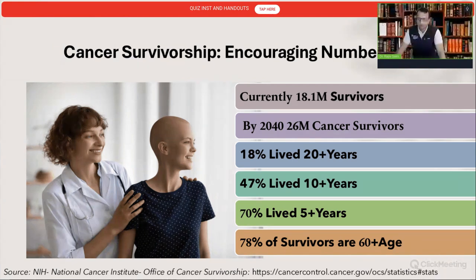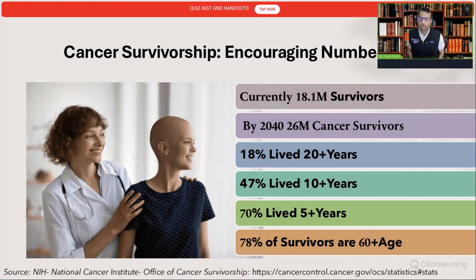Now, this is indeed a very promising number. Currently in the US, there are 18.1 million cancer survivors. By 2040, the number will increase to 26 million. Out of that, 18% of those people live 20 plus years, 47% lived 10 plus years, and 70% lived 5 plus years. On top of that, 78% of the survivors are 65 plus years of age.